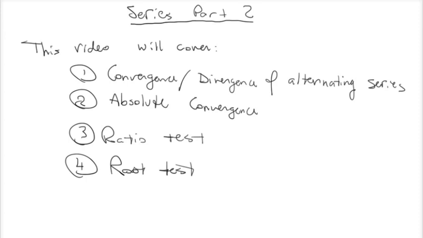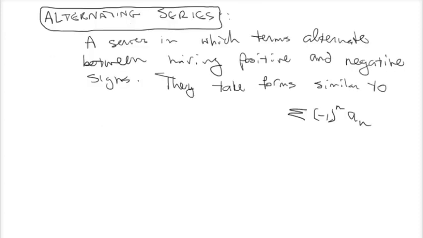We're going to be talking about absolute convergence, and then we're going to be talking about the ratio test and the root test, both of which test absolute convergence of different series. So let's start off with talking about an alternating series. What is an alternating series? Well, an alternating series is a series in which the terms alternate between having positive and negative signs.